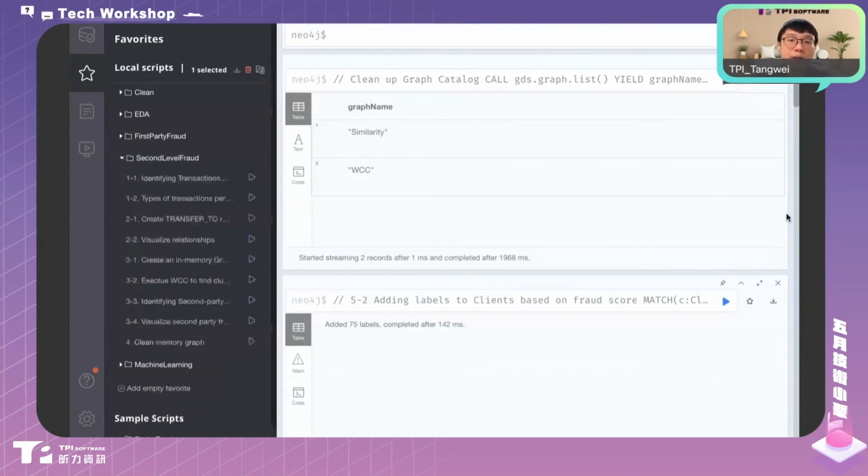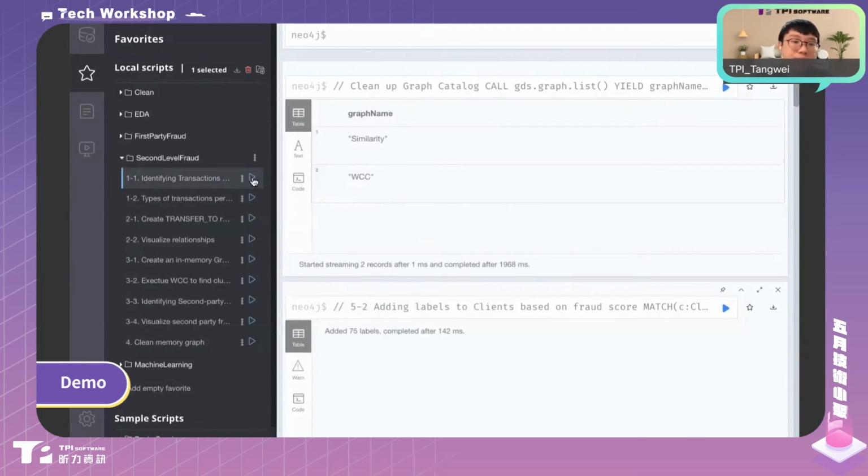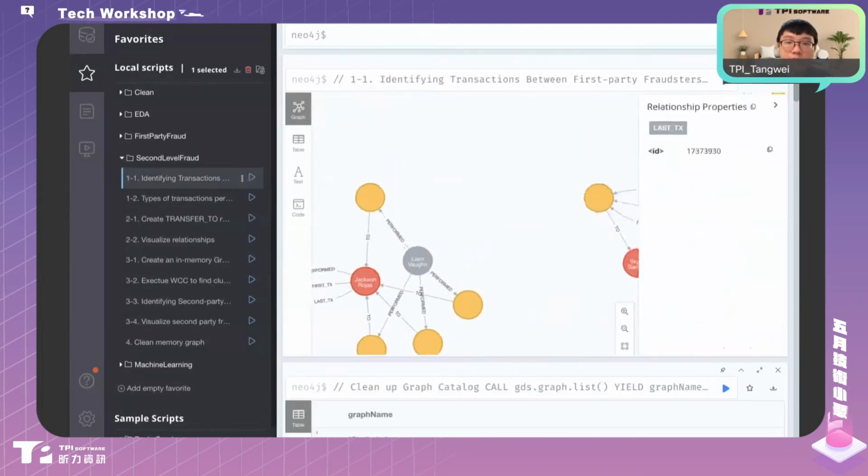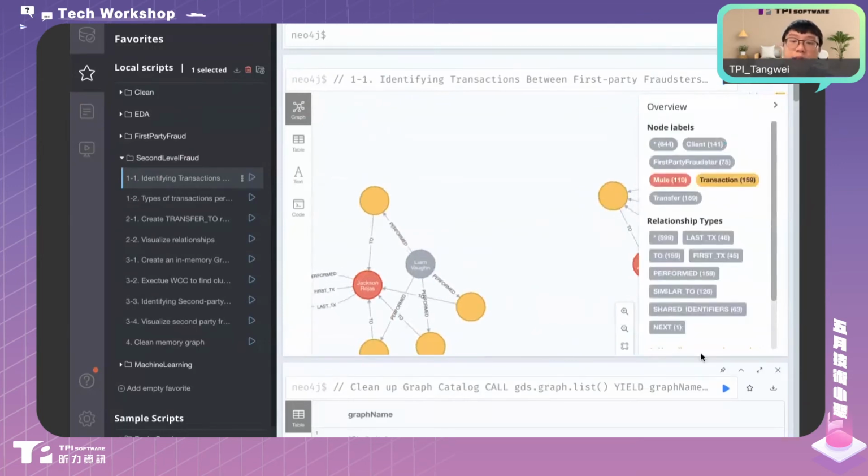Okay, so the next part, we will do the second-party fraud, second-level fraud detection. In here, we will identify and explore the transactions between the first-party fraudsters and other clients. And then we will identify second-party fraud networks. So in the first step, we can see the first step is to find the clients who are not identified as first-party fraudsters, but they transact with first-party fraudsters.